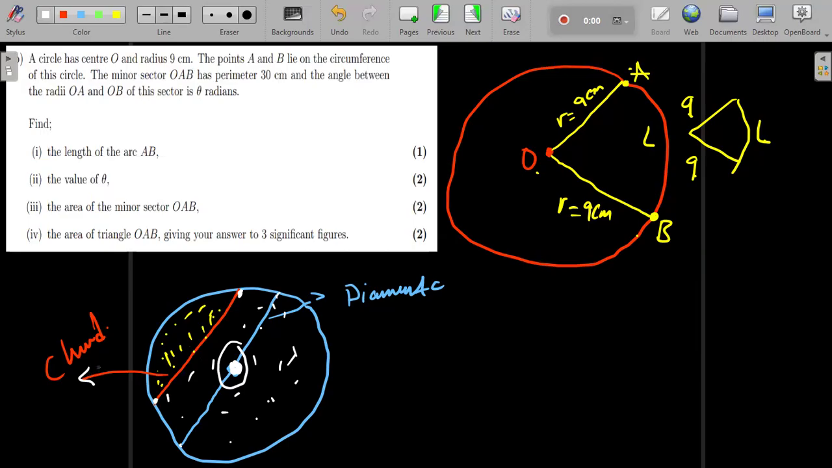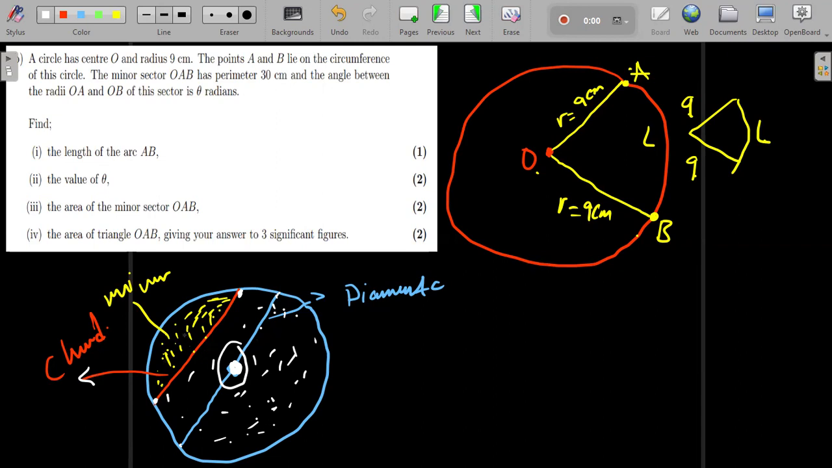That chord will divide the circle into what we call segments. I have this segment here, which I was shading in yellow. This part I've shaded in yellow will be the minor segment because it's small, as you can see. And the part I'm shading in white here will be the major segment. So it is a chord that makes the segment.